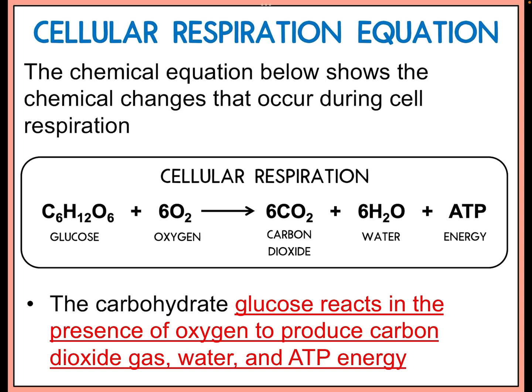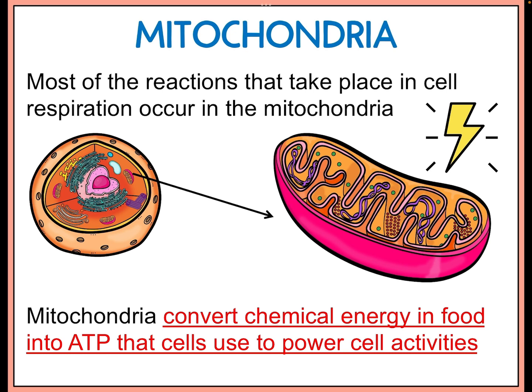When we exhale, our waste products of cellular respiration are carbon dioxide and water, and we release those as we exhale. The energy is what your cells need in order to carry on all their processes. Most of the reactions that take place in cellular respiration occur within the mitochondria. Remember, we refer to the mitochondria as the powerhouse of the cell, so it's where the energy is generated. The mitochondria convert chemical energy in the food into that usable ATP that cells use to power all of the activities in the cell.